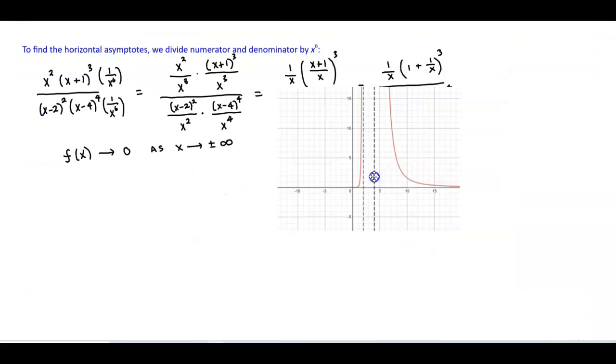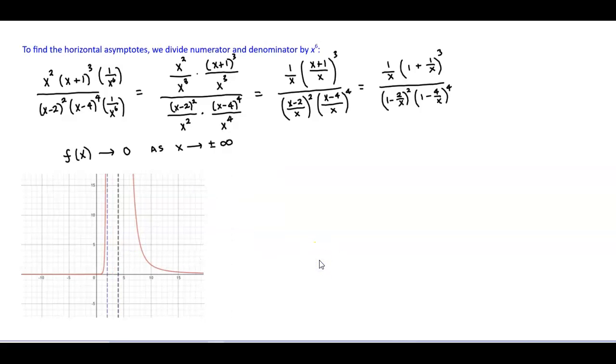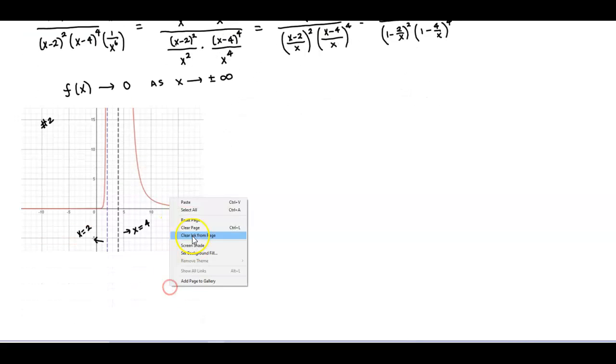So let's go ahead and take a look at that here. We're going to call this graph number 2. We can see that we have a vertical asymptote at x is equal to 2, and also a vertical asymptote at x is equal to 4. Now let's take a look at this graph here.